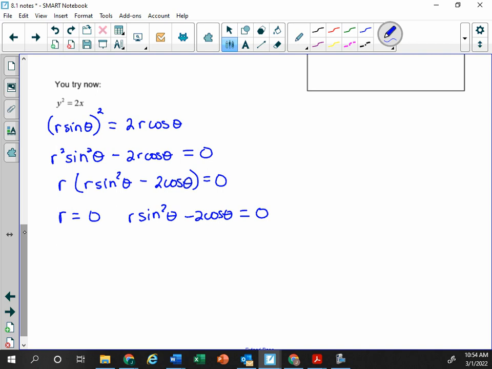To solve that for r, how would I get r by itself? Yep. So I add the 2 cosine theta and divide by sine squared theta. You could leave it like that, or this is equivalent to 2 cotangent theta cosecant theta.